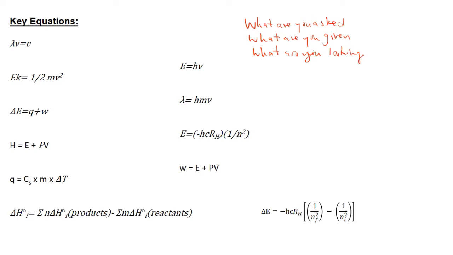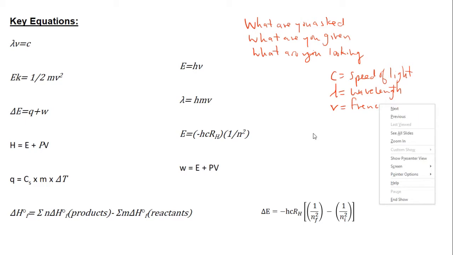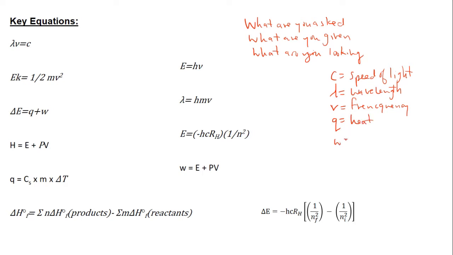And then the other thing that is important to know is what a lot of these symbols stand for. So, c is the speed of light. Hopefully we all know that. We've also got wavelength. We've also got our frequency. Q is our heat, W is our work, n is our quantum level. Those are going to be the main ones.